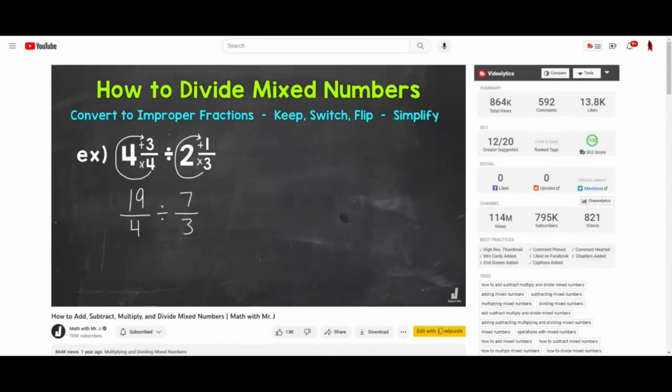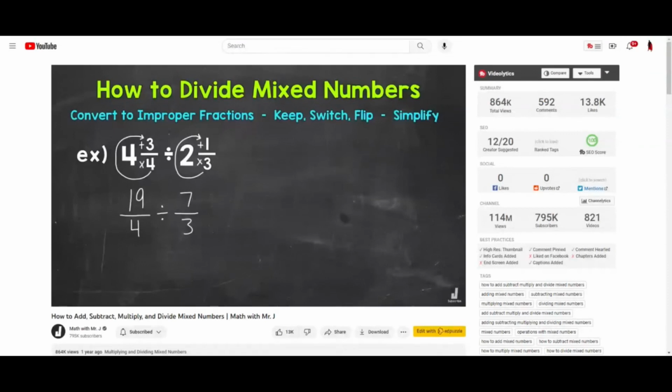19/4 is equivalent to 4 and 3/4, and then 7/3 is equivalent to 2 and 1/3. So we're not changing the value of the problem at all when we convert to improper fractions. Mixed numbers and improper fractions are equivalent, they're just in different forms.